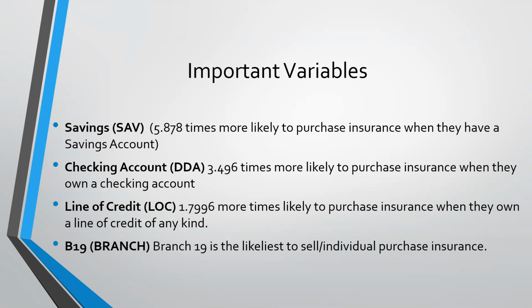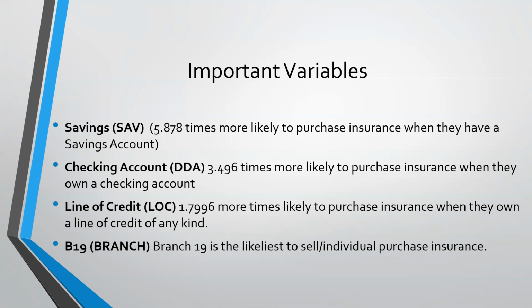These are our important variables. This is a list of them. And these were found when performing an analysis on the odds ratio point estimate with their interpretations. The savings variable was the most important variable considering that a person was 5.87 times more likely to purchase insurance when they had an open savings account.